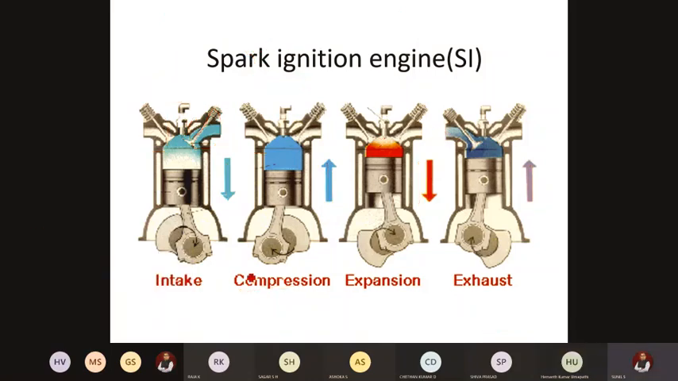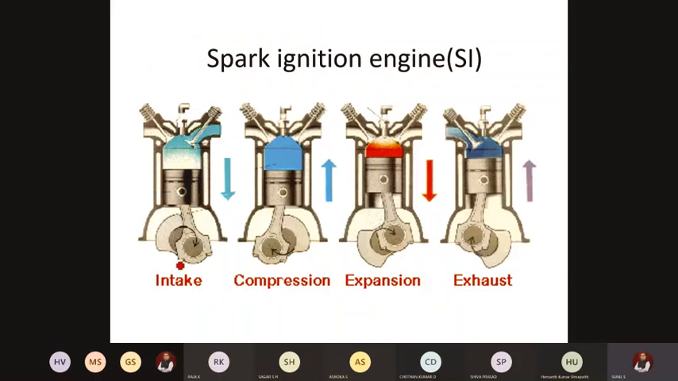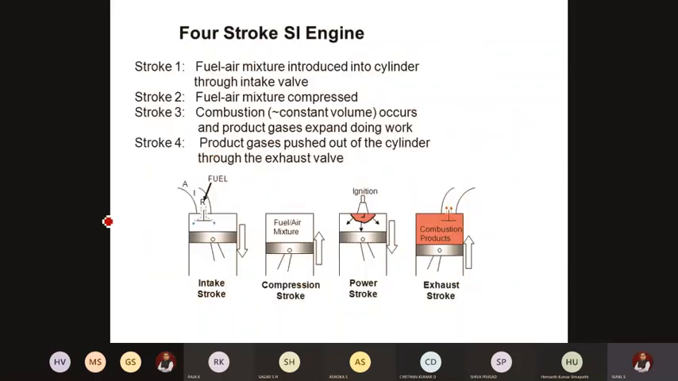Yes, sir. Okay. Next, please take down this sketch. Whatever we discussed now, I have put up in a simple sketch. Why? Because you cannot draw this in the exam, literally. So this will be much easier. This sketch, from the exam point of view, will be much easier. Intake stroke, only the air fuel mixture is coming in. Stroke 1: fuel air mixture introduced into the cylinder through the inlet valve.